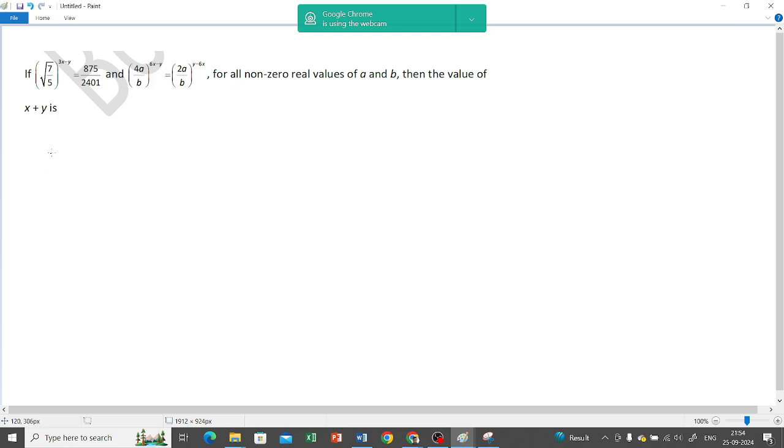Okay. Let us do this sum. Tell me, do you know this rule that when bases are same, the powers are equated? Say a to the power b is equal to c to the power b. When the powers are same, the bases are equal. Do you know that?